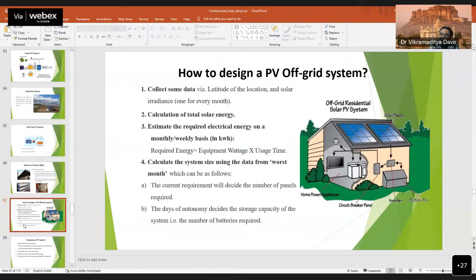We will also add the backup period, because in an off-grid system, sometimes the cloudy season is there. Then we may require that during the cloudy season there will be no solar radiation. Okay, so we require that our clouds will remain for 2 or 3 days. So the backup period is also being added, and according to that backup period, the storage capacity of the battery is being decided, and then we will install the standalone PV system.